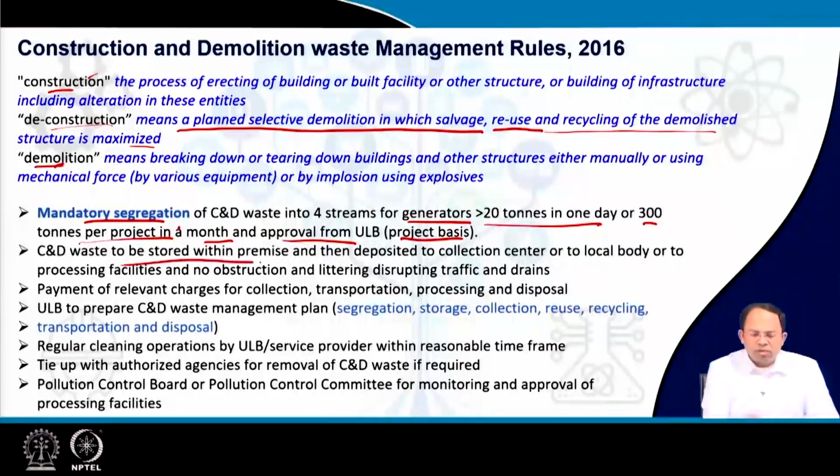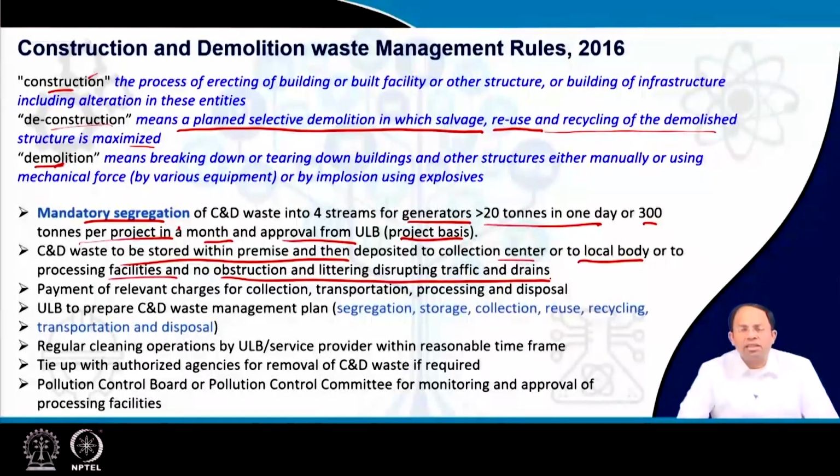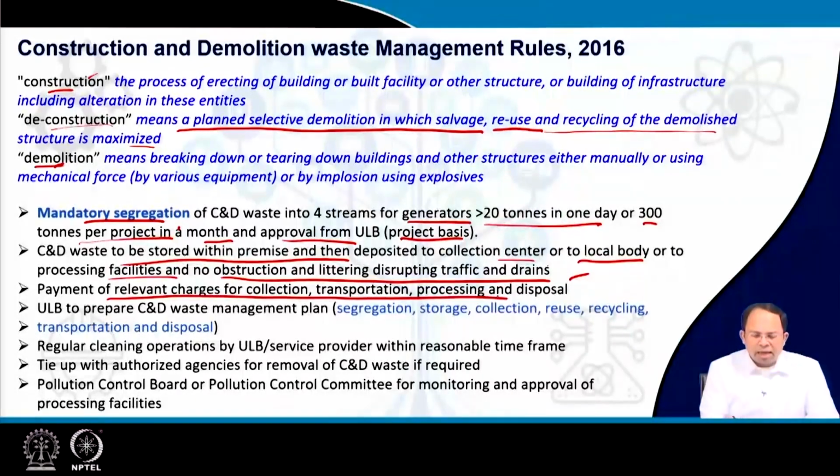So C&D waste has to be stored within the premises and then deposited to a collection center, to the local body or to processing facilities, and no obstruction, littering or disruption of traffic and drains is allowed. Now the collection could be done by the local body or even by the developer of that particular site. They can also take it to that particular processing center or collection center. Then if you are collecting, transporting, processing, disposing, of course the ULB requires money, so payment has to be given for these activities. That means the ULB will charge you money for all these activities.